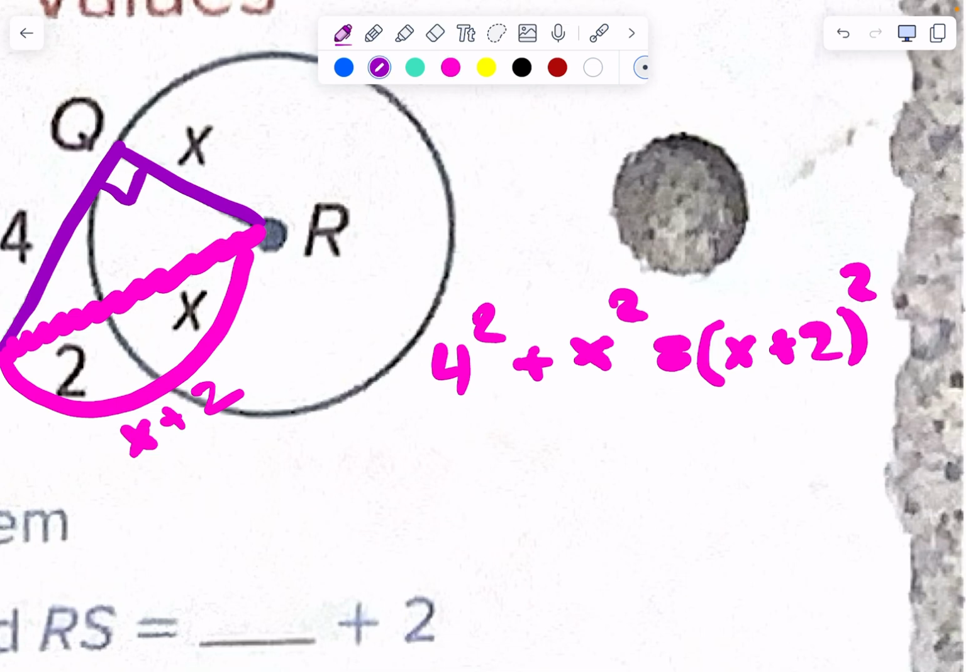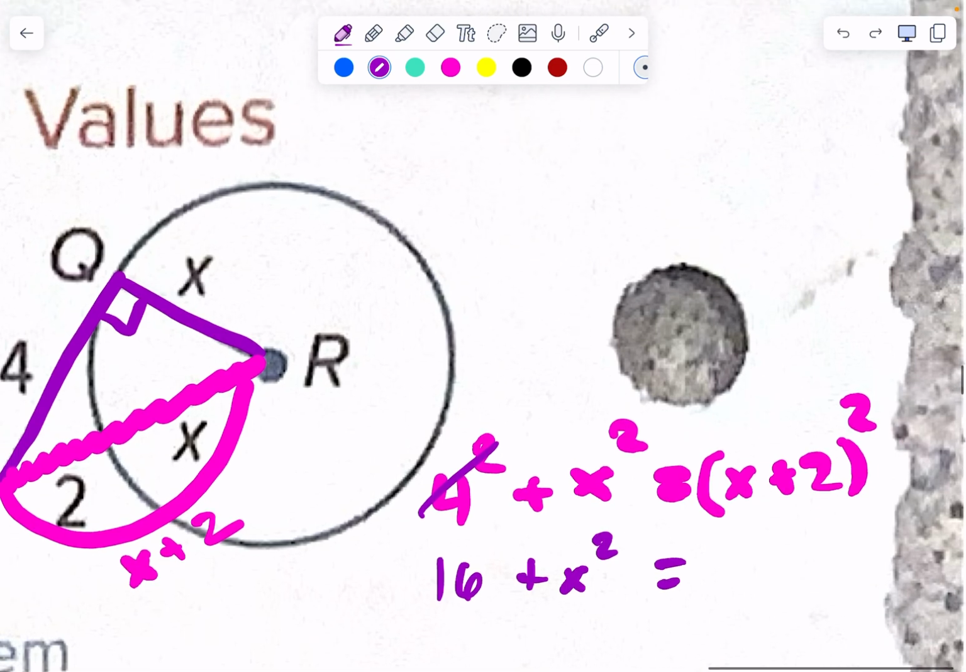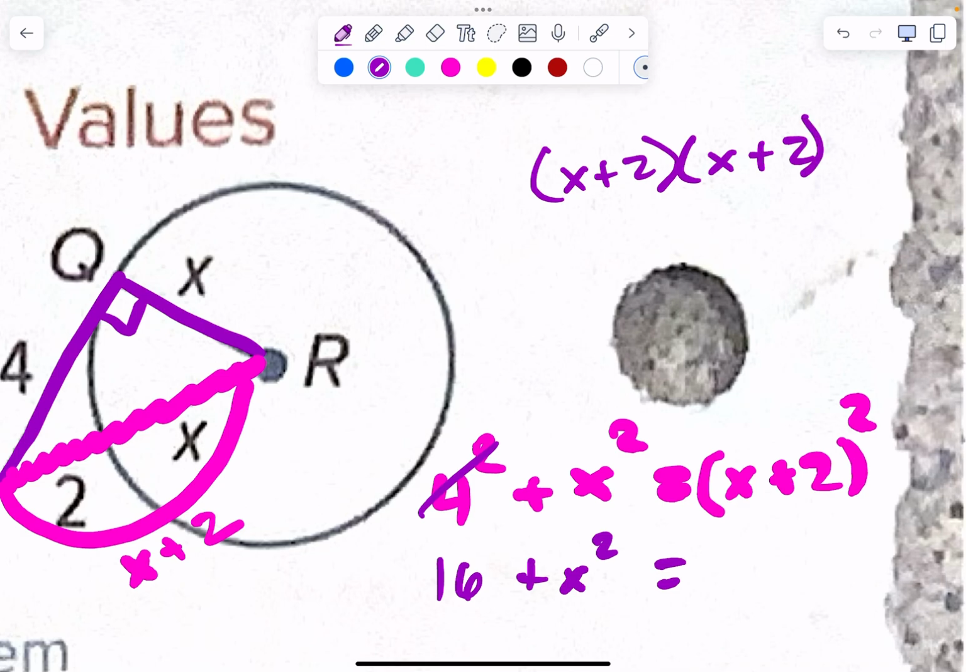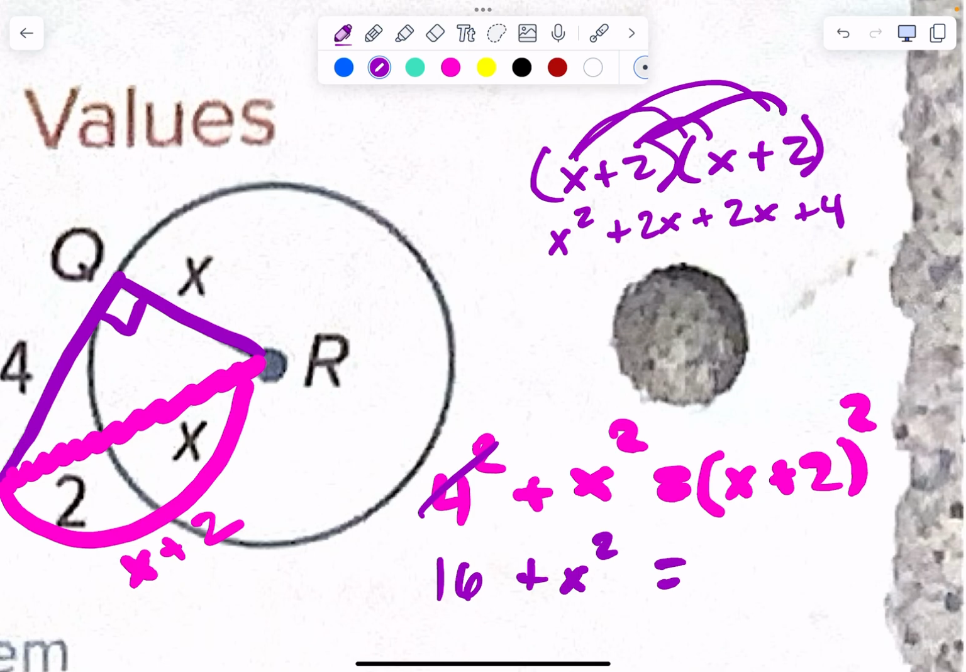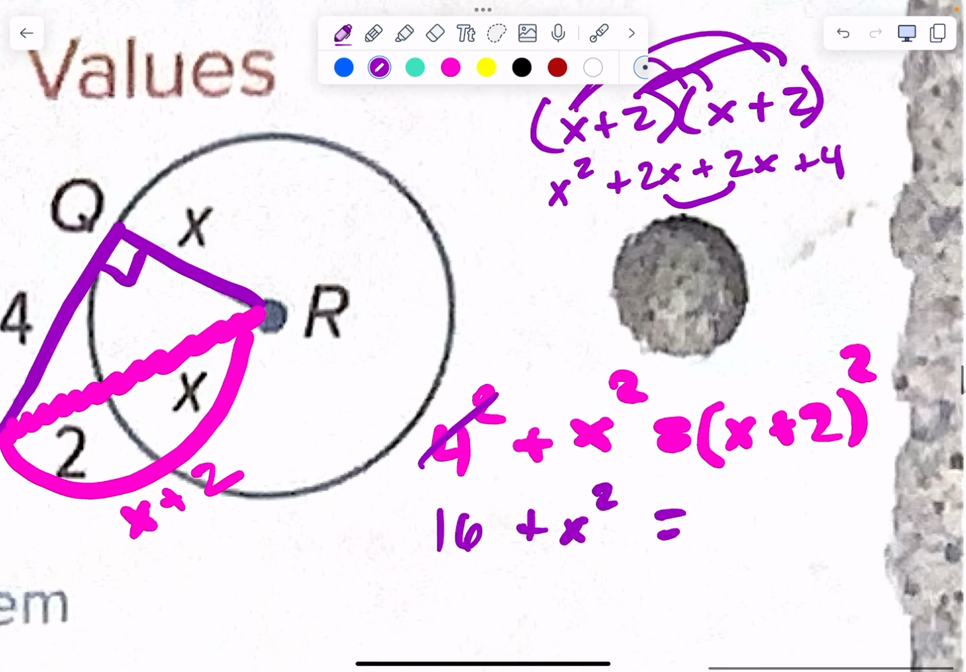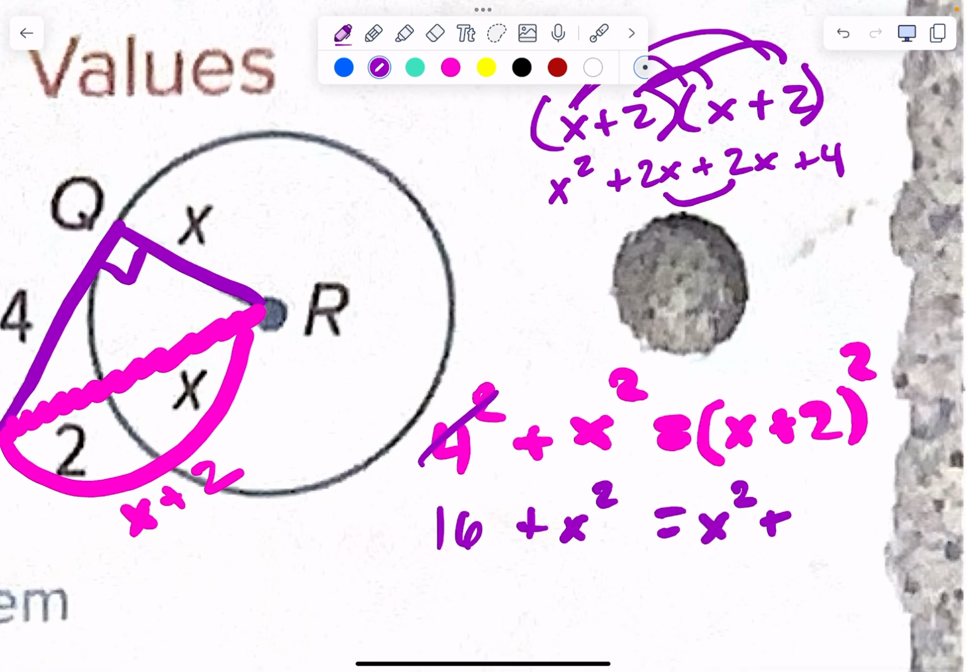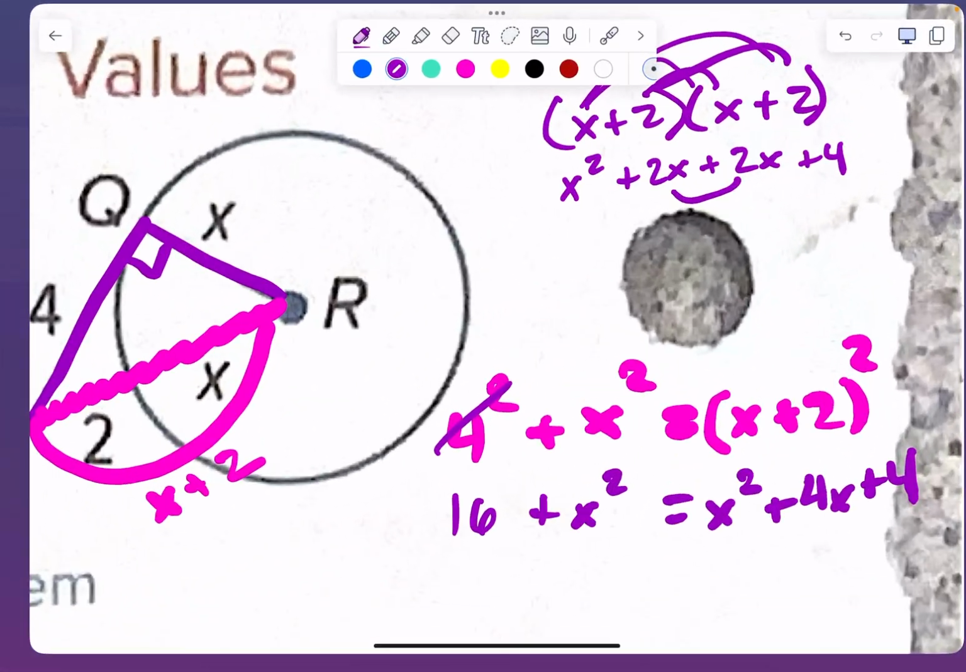All right, 4 squared is 16. X squared, we're just going to leave as x squared. But this guy right here, x plus 2 squared, means I have to take x plus 2 times x plus 2, and I have to FOIL. X times x is x squared. X times 2 is 2x. 2 times x is 2x. 2 times 2 is 4. If I combine these middle two pieces, I get x squared plus 4x plus 4. So that's that FOILed out.